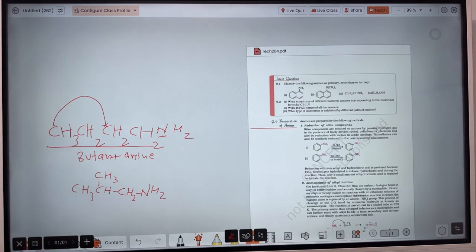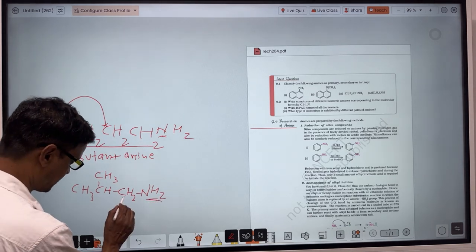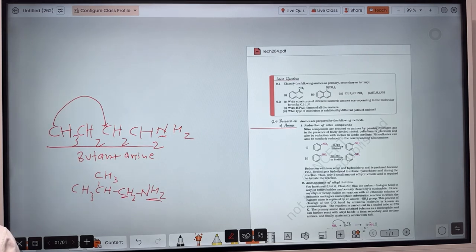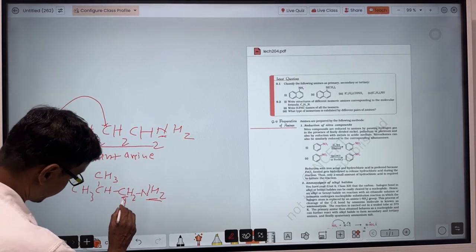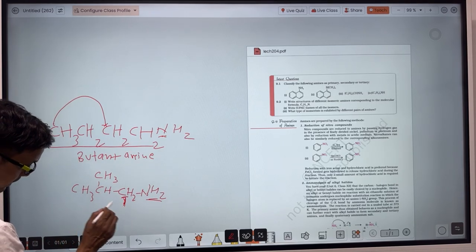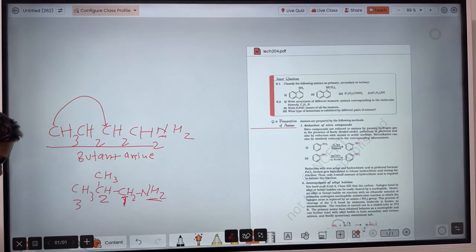How to write the IUPAC name? The functional group is bonded to this carbon, so this carbon will get the first position. This carbon will be given one number, this second, and this is third.